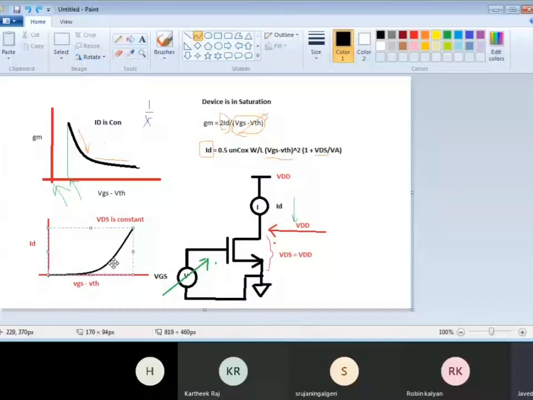So what you're saying is, this is how VGS, so I'll move this to VGS minus VT, it will look like this here. So the shape is essentially like that. Yeah, that is what my understanding is. I'm almost sure on this.